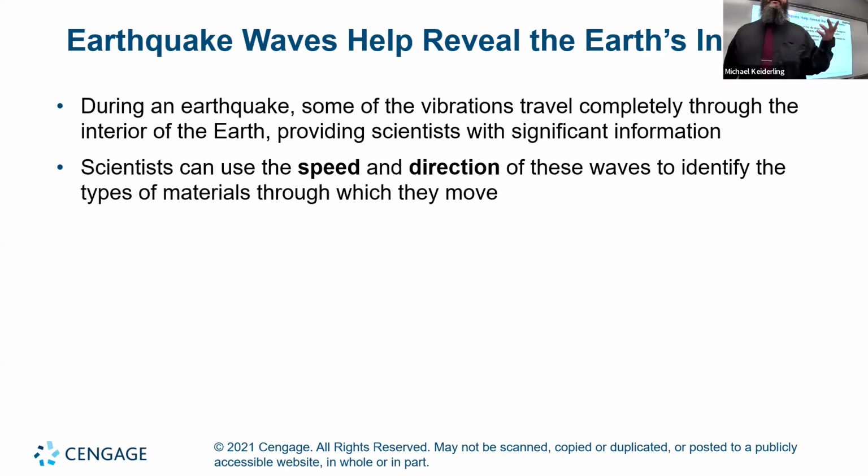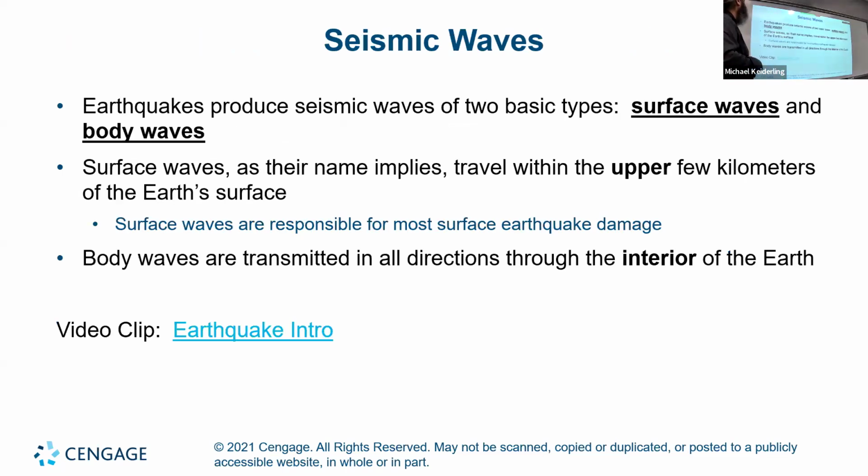It also helps that the interior waves from earthquakes come in two different types. And those types have different properties in different materials. So one of them can only go through solids. The other one can go through just about anything. So the fact that the one that can only go through solids disappears in a certain area indicates that there's a big liquid thing, which is our liquid core.